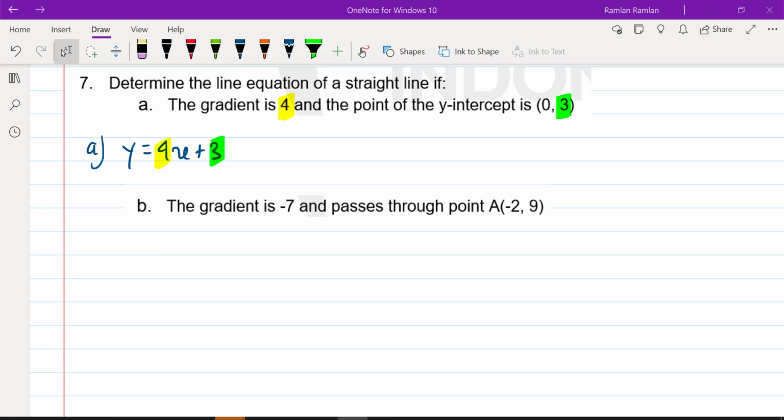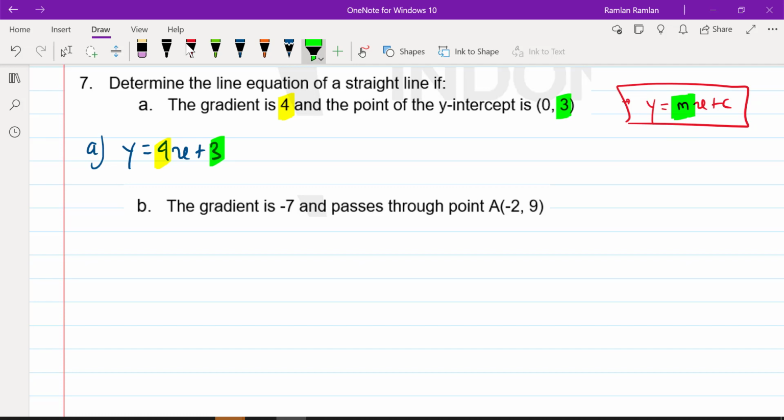Okay, now section B, and here the gradient is -7 and the line passes through point A. Okay, so you can actually use the same exact formula. I'm just gonna put it over here, guys. So there'll be y equals mx plus c. So remember, guys, that the m value here is the coefficient of x, and c is the y-intercept.